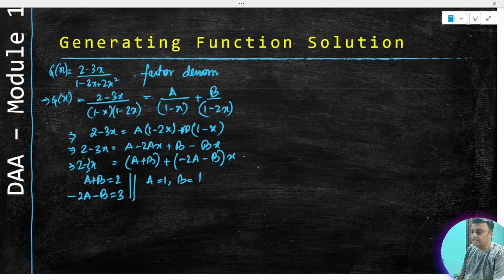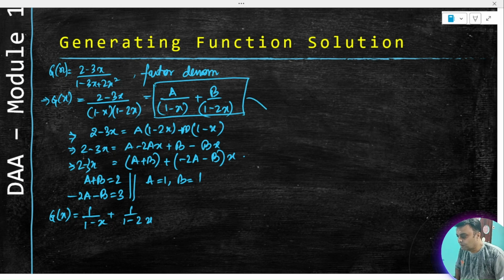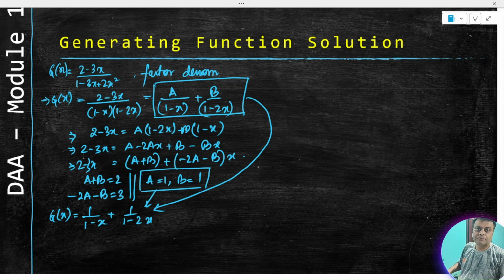Therefore, you can write your generating function Gx as 1 by 1 minus x plus 1 by 1 minus 2x from here, right? So from here you can use these two that you found out to actually write this. So now you see what has happened.